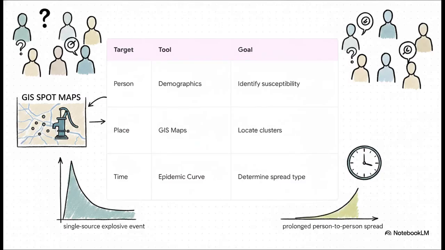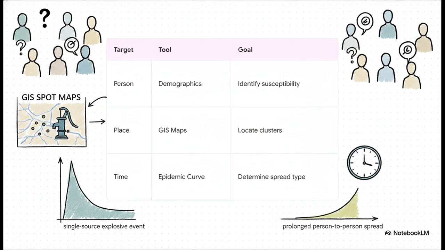Now, what's really fascinating is how detectives execute Step 2. They map the person, place, and time to visually reconstruct the crime scene. For person, they look at demographics and attack rates to find highly susceptible profiles. For place, they create GIS spot maps, just like the famous map John Snow used to trace a cholera outbreak to a single water pump in London back in the 1800s.